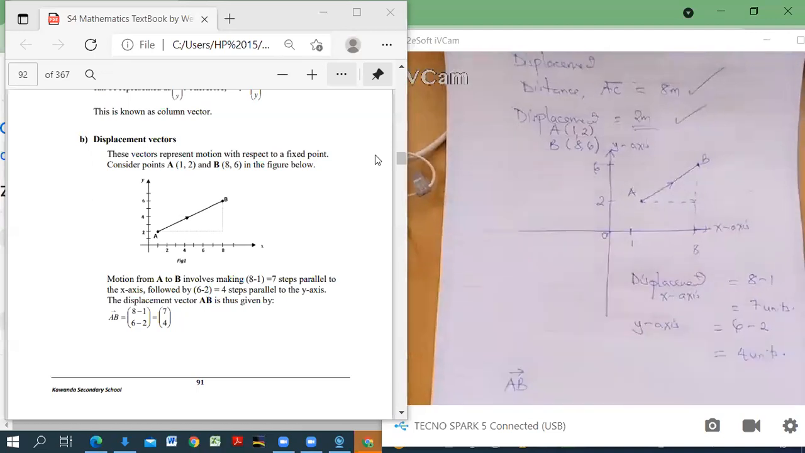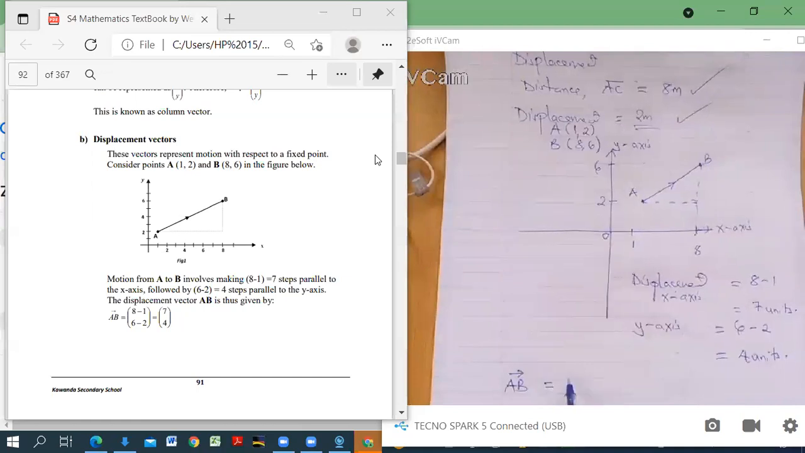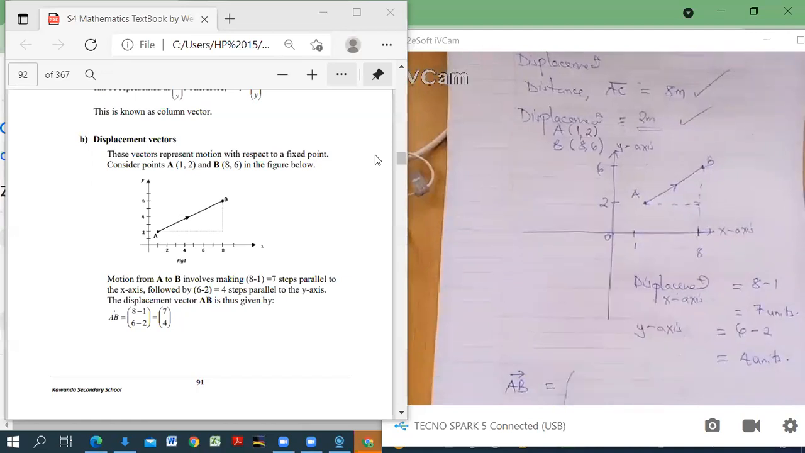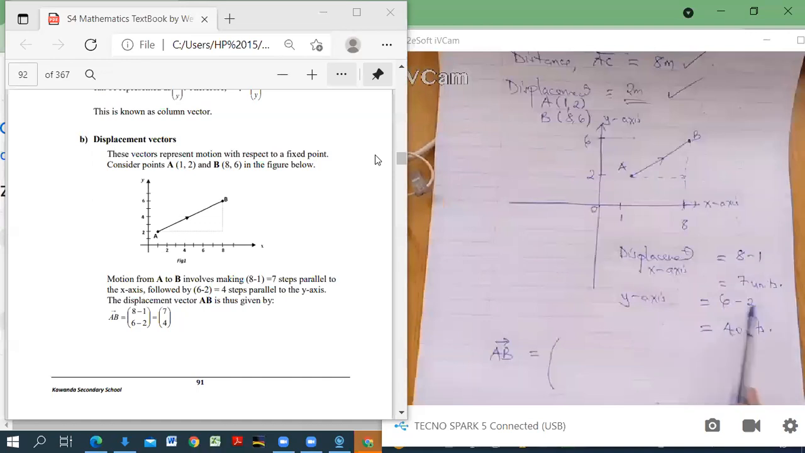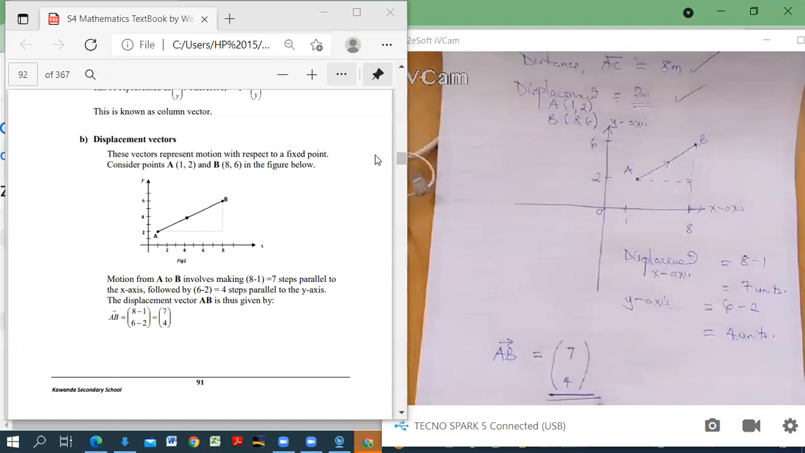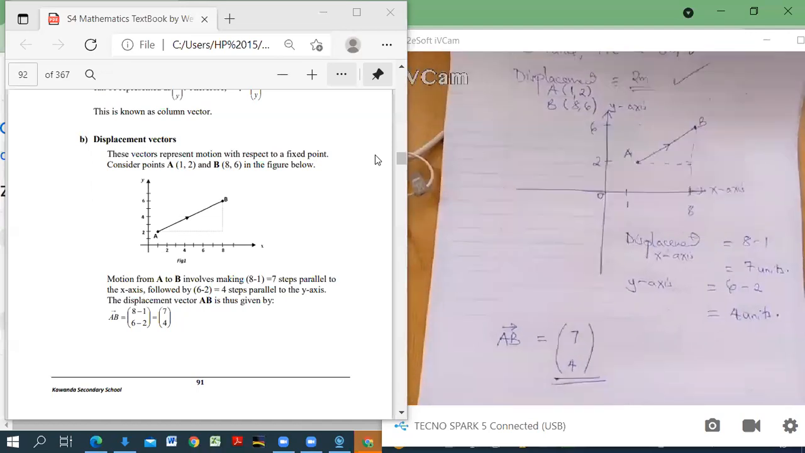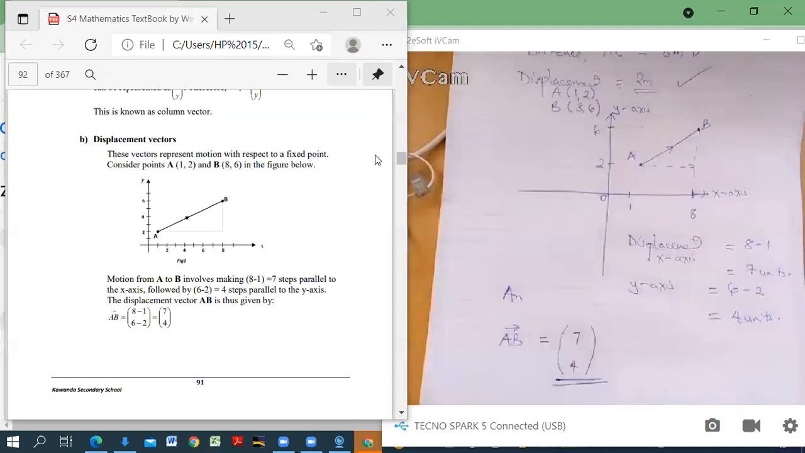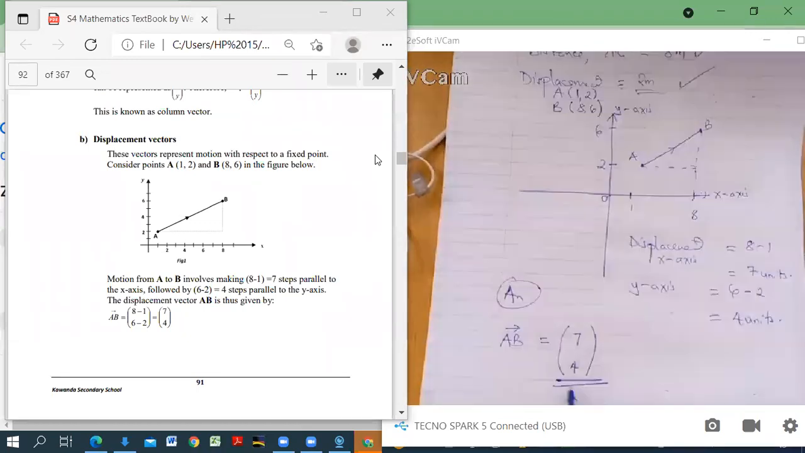So now it means our displacement vector AB, I think I will write it. This is what we call displacement vector, okay? It is equal to, in column form, in the x-axis, we got 7, right? Then in the y-axis, we got 4. That one is analytically, that's when we analyze from the graph. This is what we get. Are you together?